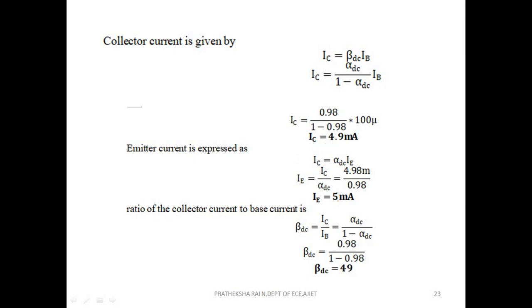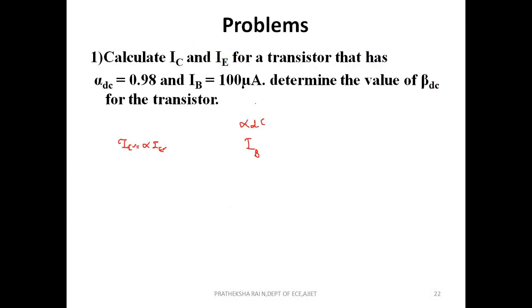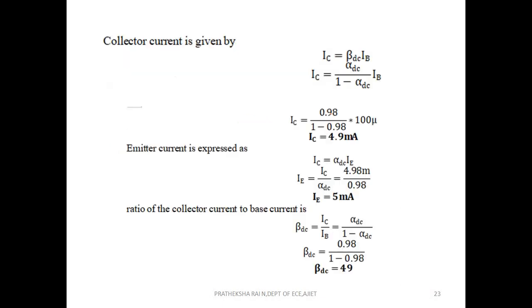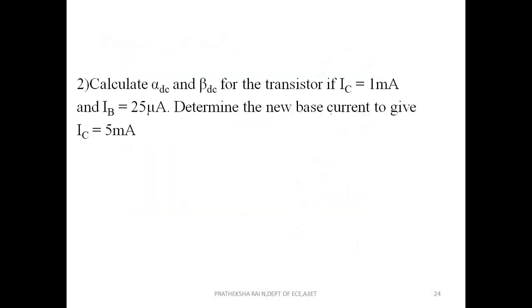So from the question, you know what parameters are given. You should always remember how you can relate beta DC, IC, IB and IE. Okay, so from that you can find the answer. Okay, so next, one more same kind of problem.